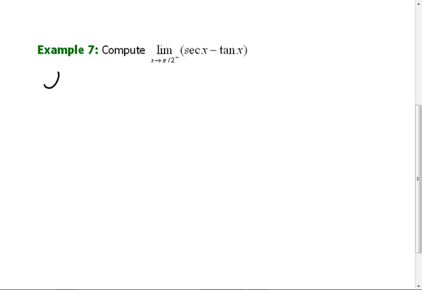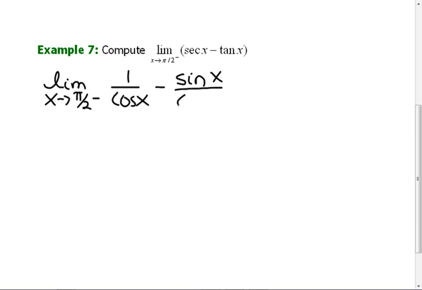Why is it 1 minus sine? Why don't we do things in order so that everybody can see what we're doing? What's the secant? 1 over cosine minus. Now, if it had been cosine of x over sine of x, then you would have to get common denominators. We already have a common denominator, which makes it so much easier. So we will combine our terms there. It's 1 minus the sine of x over the cosine of x.